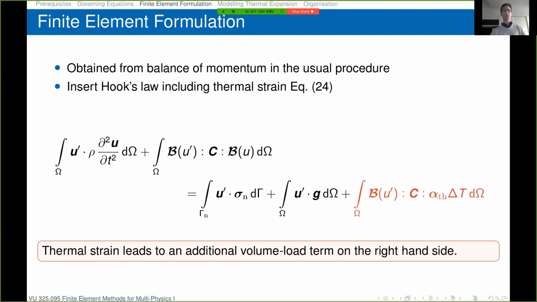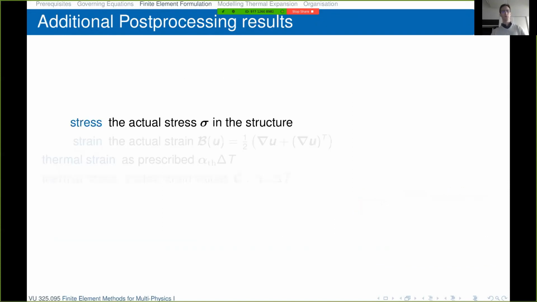So let's look into what additional post-processing results we will get. We will get the stress, of course. This is the actual stress in the structure. So we have to be careful that we subtract the effect of the thermal strains. We have, of course, the strain. So this is the actual strain given by the usual relation that we have assumed for small strains.